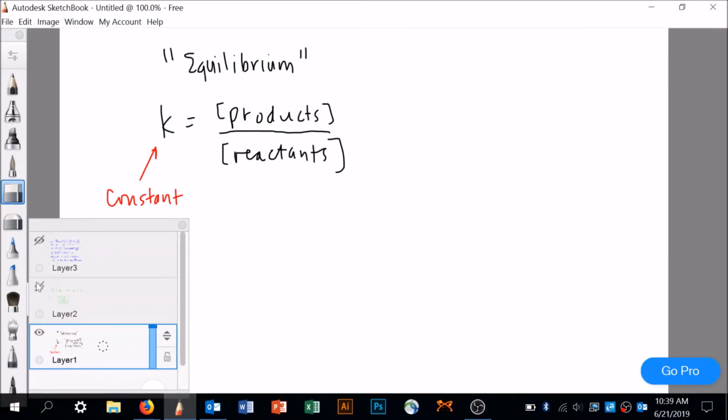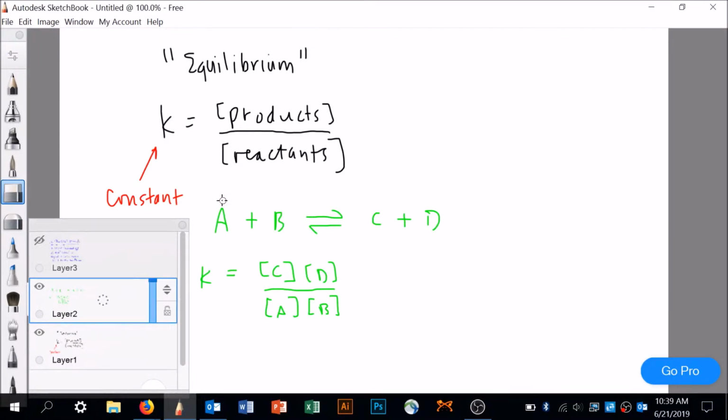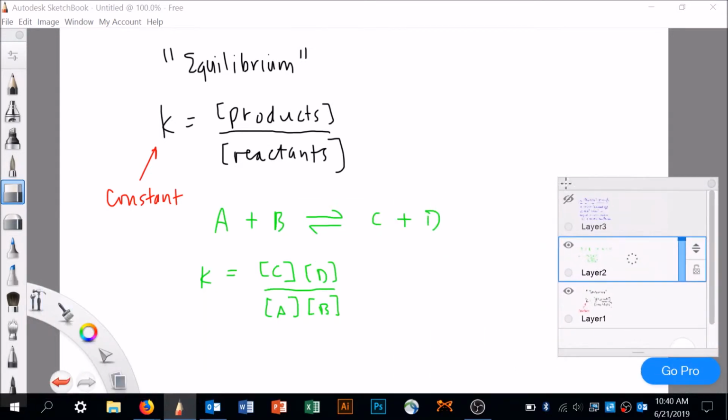Okay, now let's come over here and put some meat on this skeleton. Let's say that if we have some reaction A plus B is in equilibrium with C and D, then the ratio of their concentrations is K, right? So we can say K is equal to the product of the products over the product of the reactants, right? And don't forget that if we've got a 2 in front of that C, that makes that squared, right?